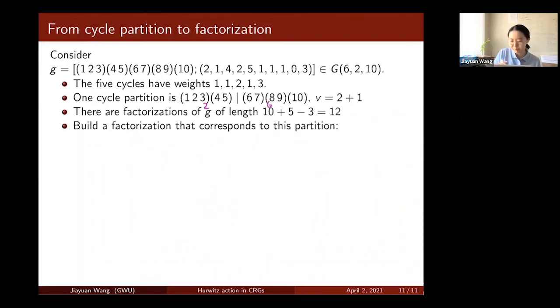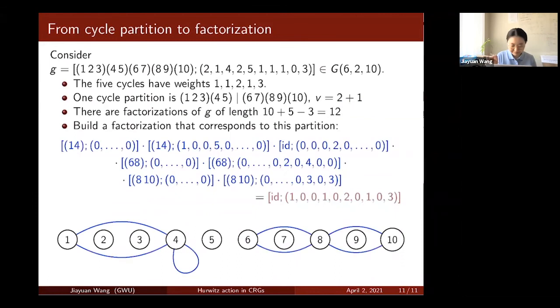So there is one part whose weight is 0 mod 6, so add 1 to it. And then apply the quantity there. We have the rank of the group plus the number of cycles minus a value, 12. So this suggests there are factorizations of 12 factors. And now I will show you how we build that.